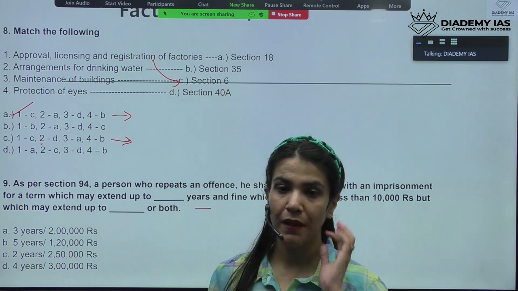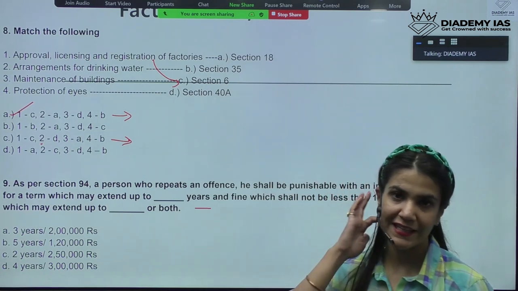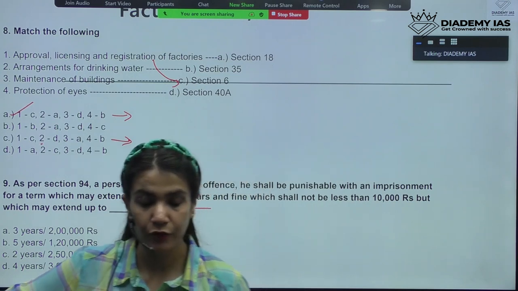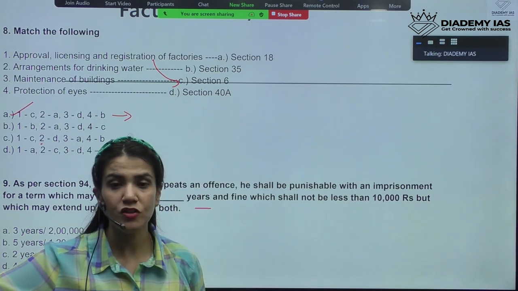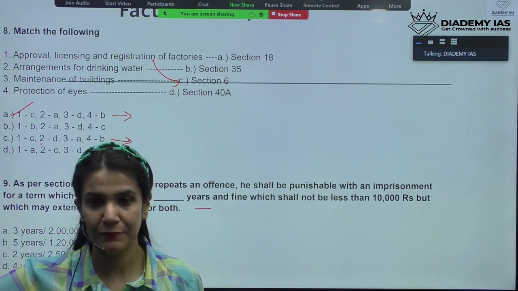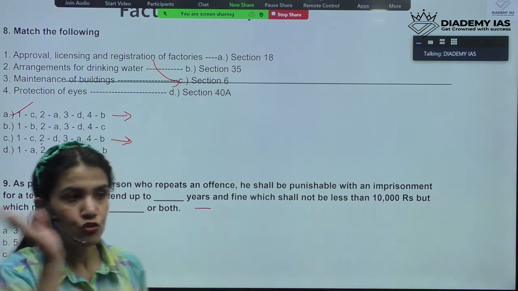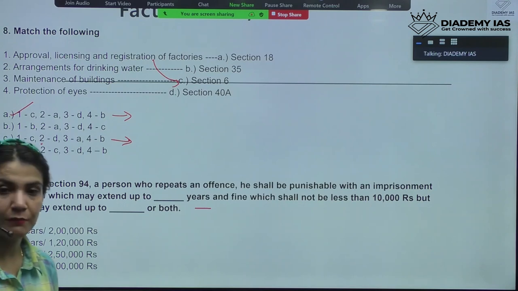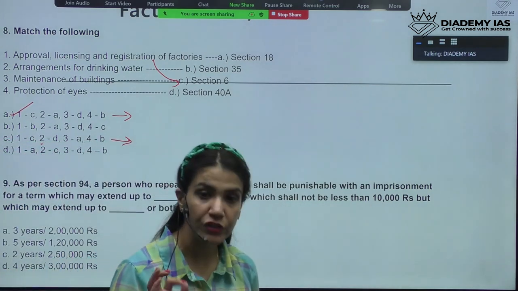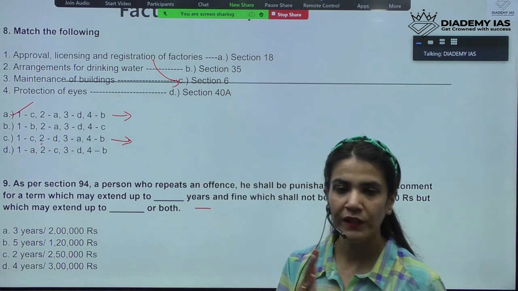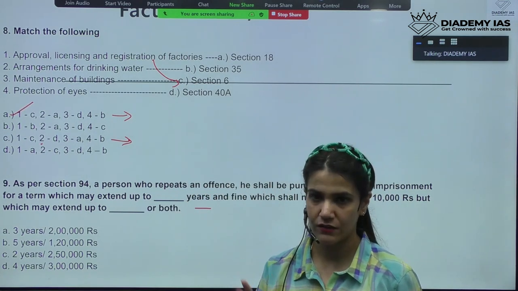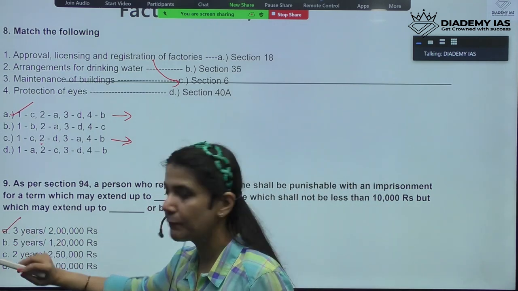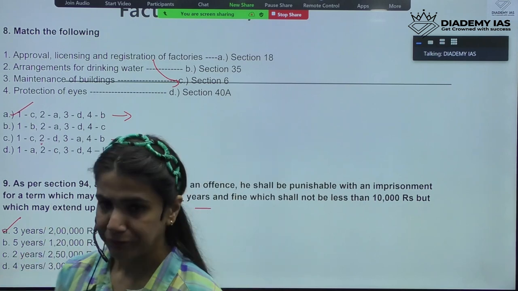So here, if you clearly remember, we did that if there is a repeated offence from the side of an occupier, he or she will be held very much accountable for the fact that this has been a repeated offence, right? So in that case, we have also studied that the imprisonment goes up to 3 years and the fine ranges from 10,000 to 2 lakhs. Okay, so that option of 3 years and 2 lakh is clearly option A, right?